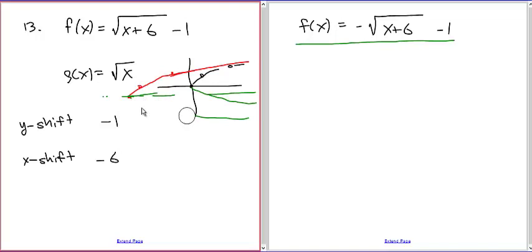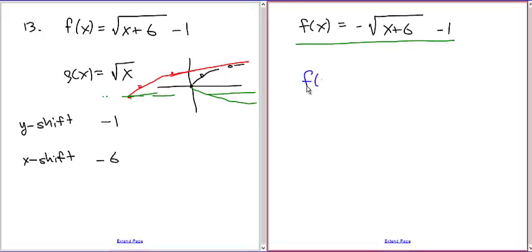Now the tricky one, and you'll see one on the test, is if you have the negative inside.